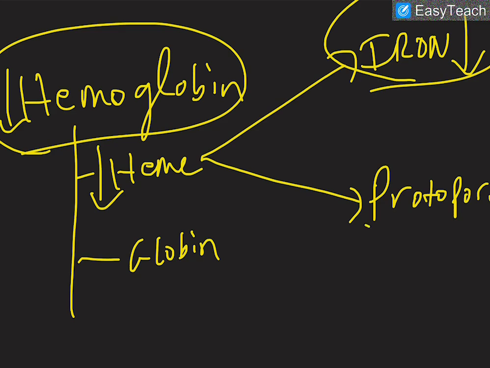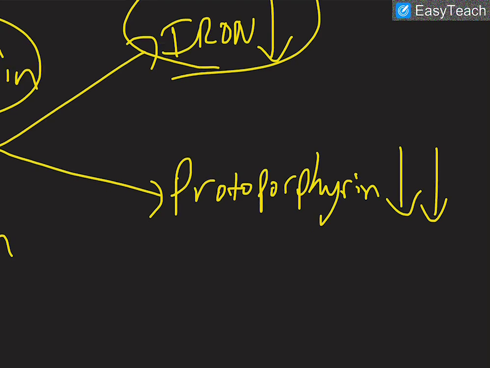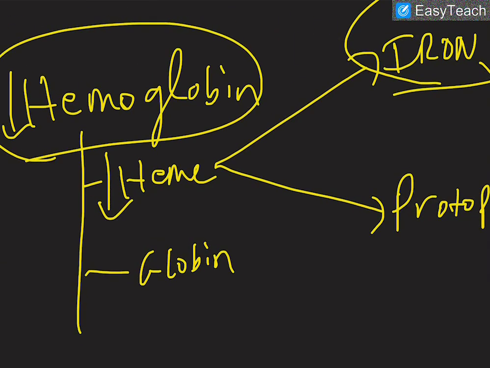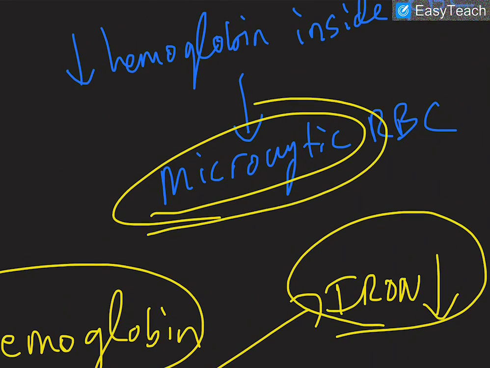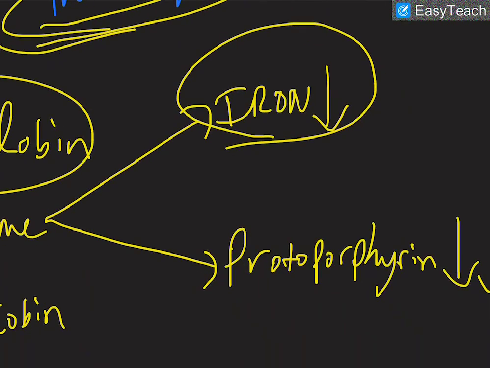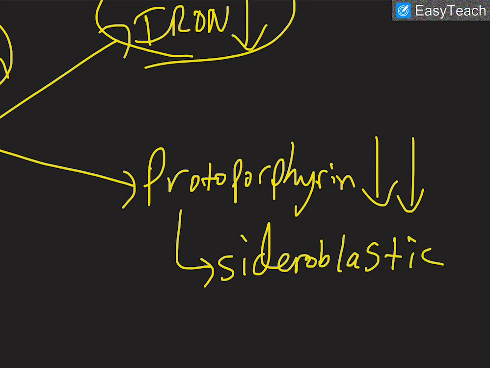So let's look at protoporphyrin then. What if we have low protoporphyrin in our red blood cells? If we have low protoporphyrin, then that means heme will be low. And if heme is low, hemoglobin concentration is low. And if hemoglobin concentration is low, our red blood cells are smaller than usual. Therefore, they're microcytic. Therefore, low protoporphyrin is a cause of microcytic anemia. What is this called? Sideroblastic anemia. So that's why sideroblastic anemia is a type of microcytic anemia.